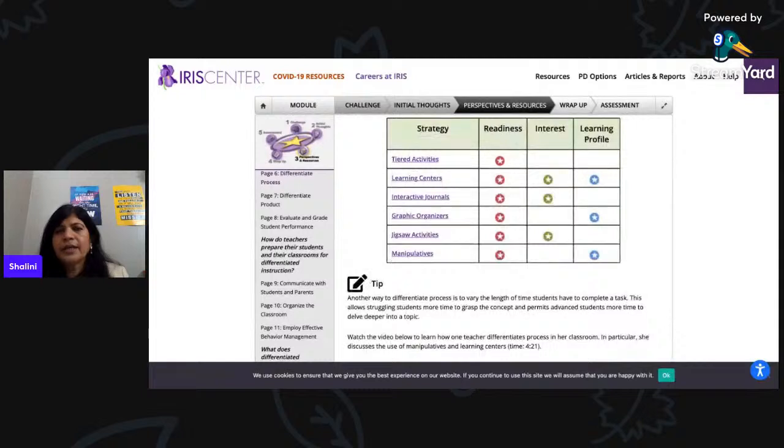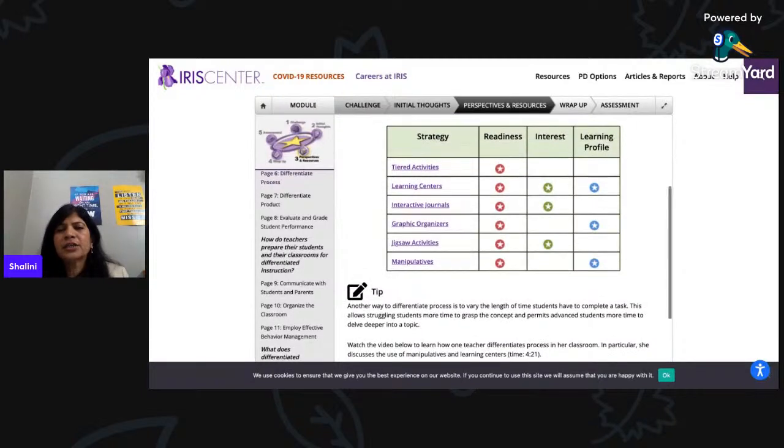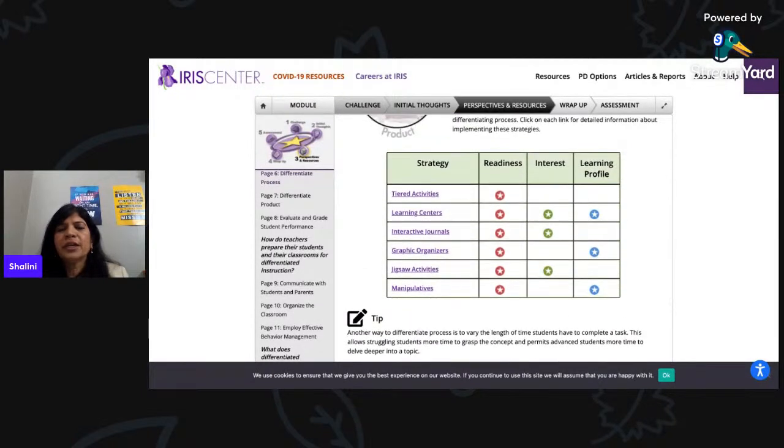So again, here you see the readiness, interest, and learning profile. So we can again have tiered activities based on their readiness. So we can have different kinds of processes to be followed. We can have learning centers. Again, learning centers could be created according to their learning style, interest, or readiness.